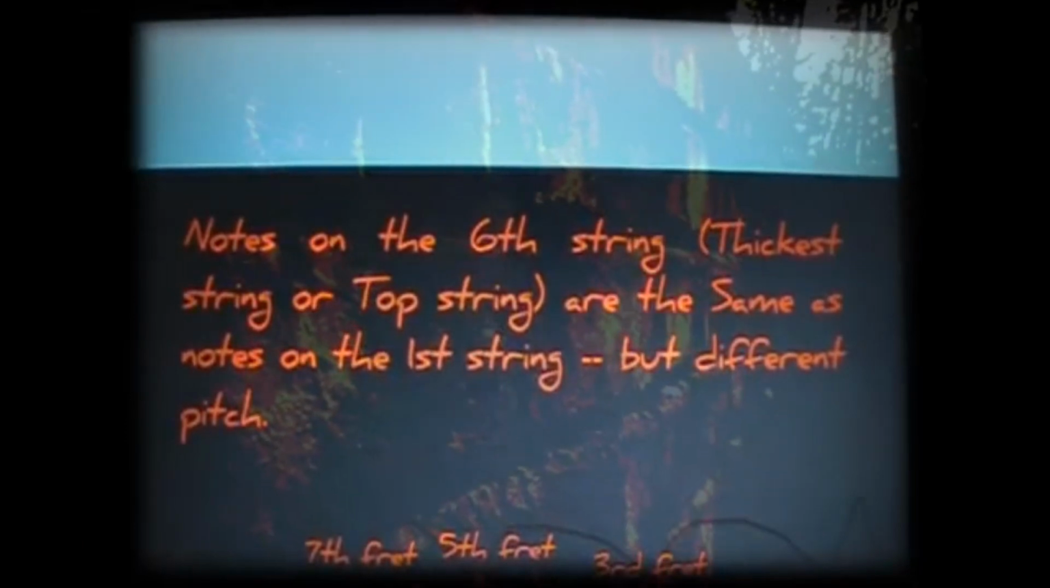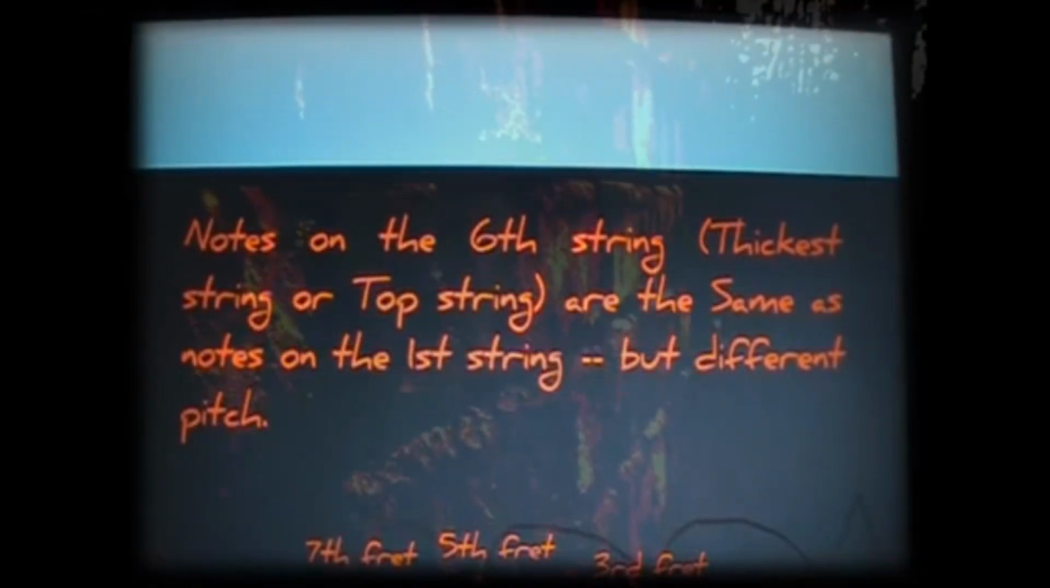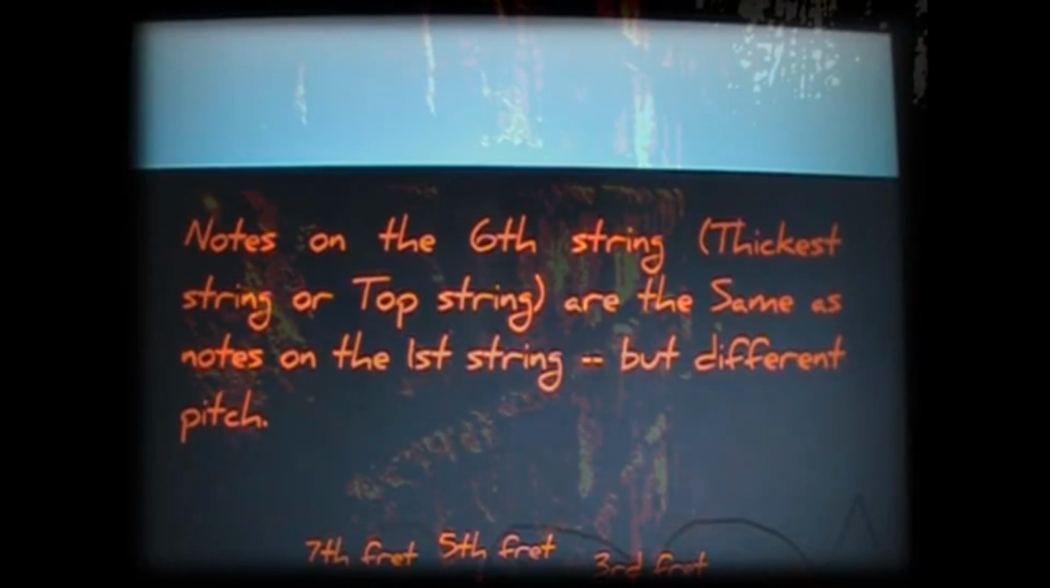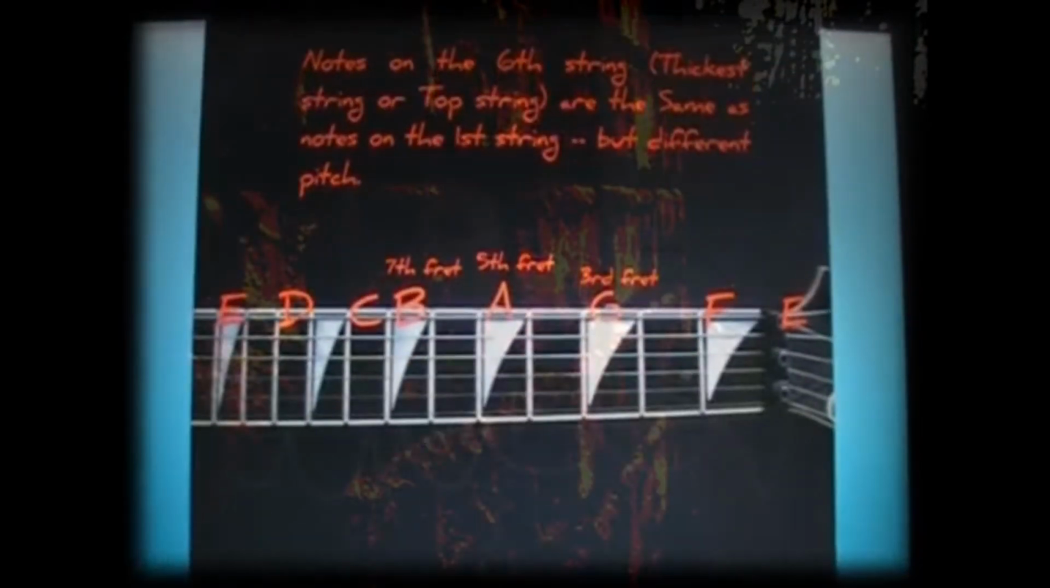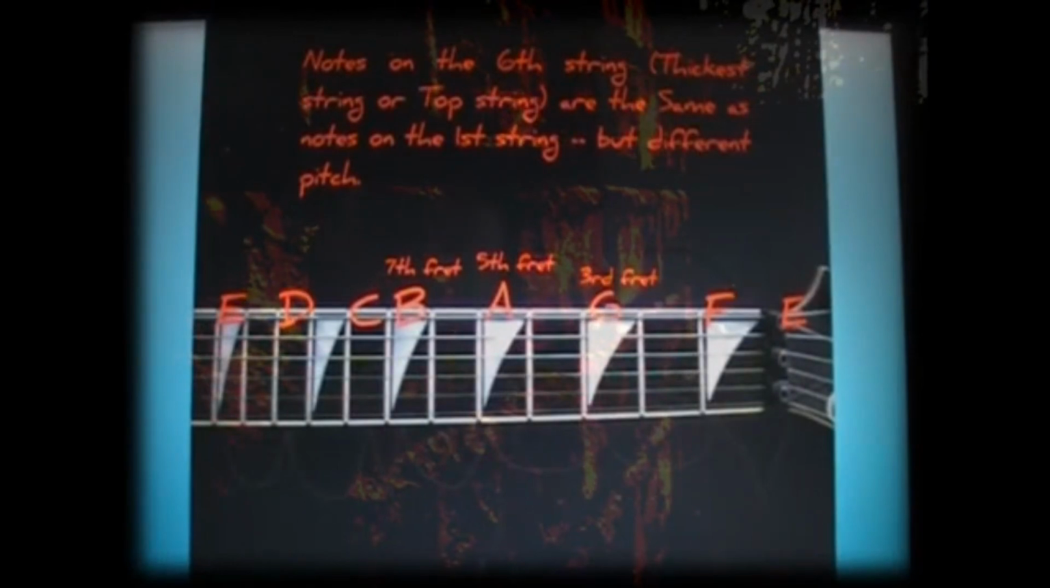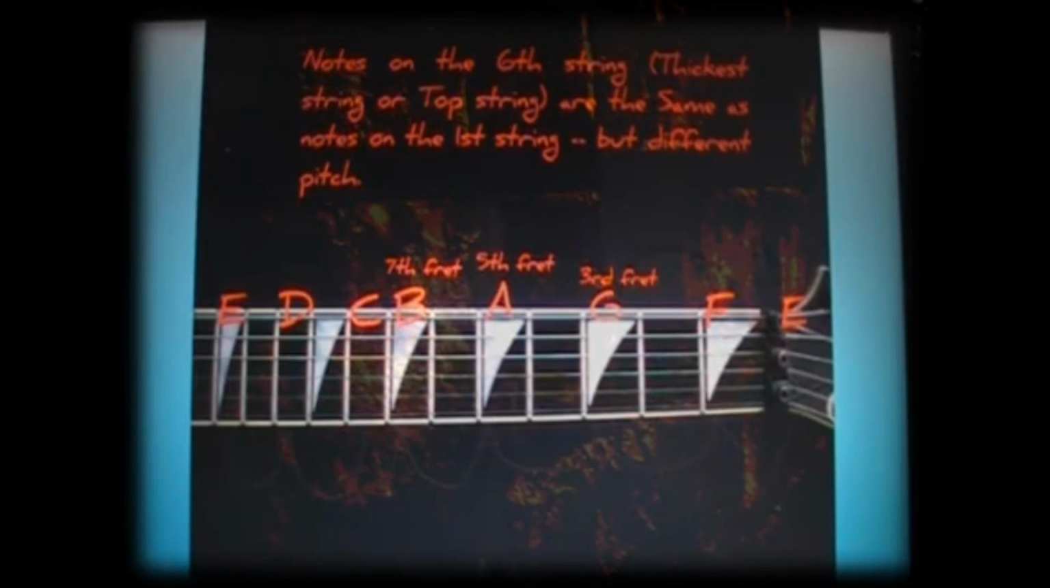Let's look at the natural notes only, that is, without the sharps and flats: A, B, C, D, E, F, and G. No sharps, no flats. Notes on the 6th string, thickest string, or top string are the same as the notes on the 1st string, but different pitch. So notice, open position, we have E once again, then F at the 1st fret, G at the 3rd fret, A at the 5th fret, B at the 7th fret, and so on, as before. The step pattern is exactly the same: half step, whole step, whole step, whole step, half step, whole step, whole step.